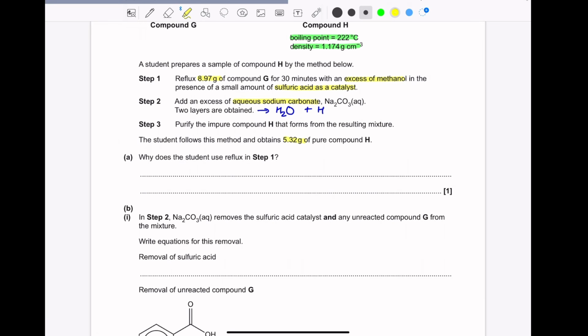Why does the student use reflux in step 1? Looking back at step 1, there's the presence of excess methanol. Now, methanol is an extremely volatile alcohol, so when it's heated, it very easily vaporizes. And if you want to keep it within the reaction vessel, you would have to use reflux conditions. So again, that's to prevent loss by evaporation.